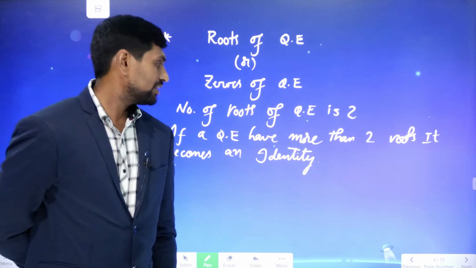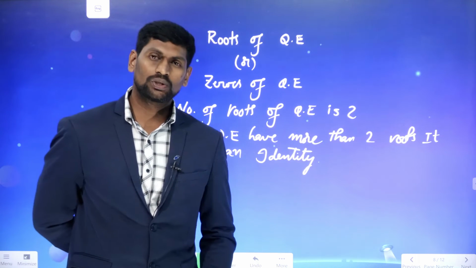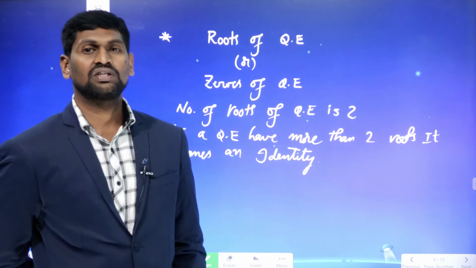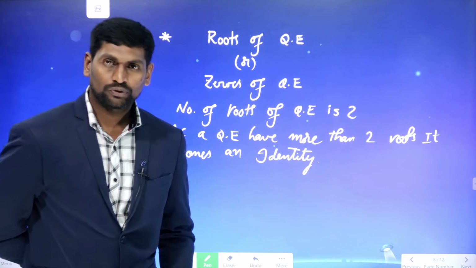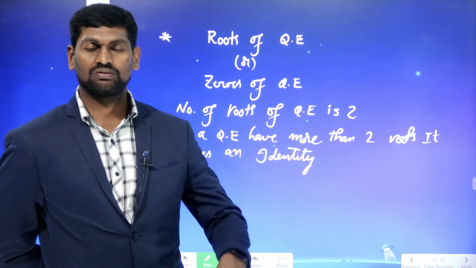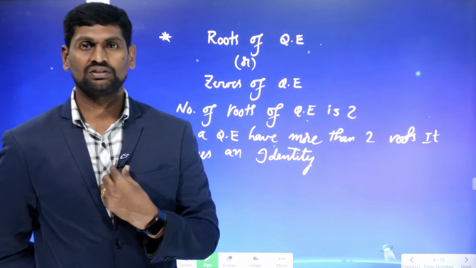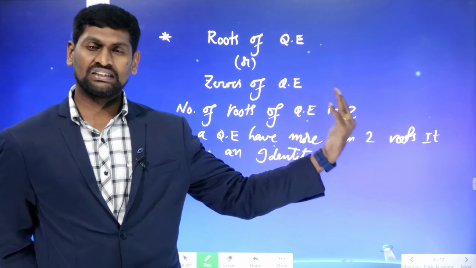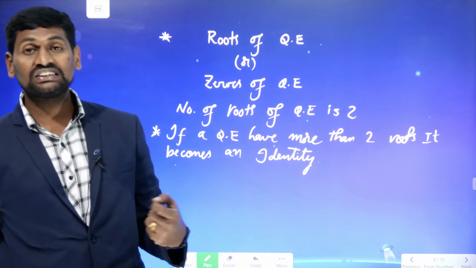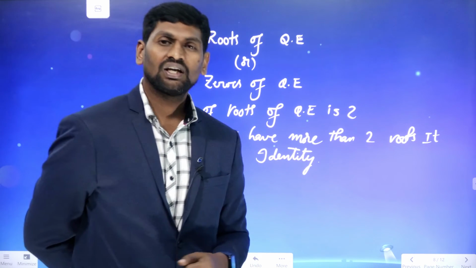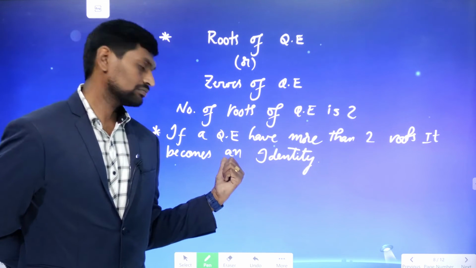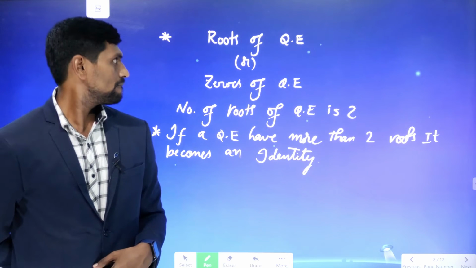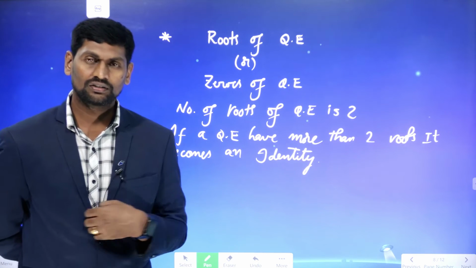According to the degree, there will be that number of roots. Cubic equation, degree 3, number of roots also 3. Biquadratic equation, degree 4, number of roots or zeros also 4. So in case a quadratic equation has more than 2 different or distinct roots, distinct is nothing but different, it becomes an identity.